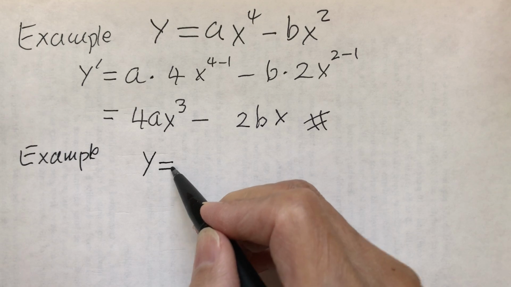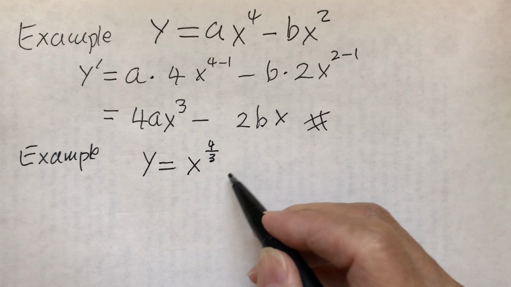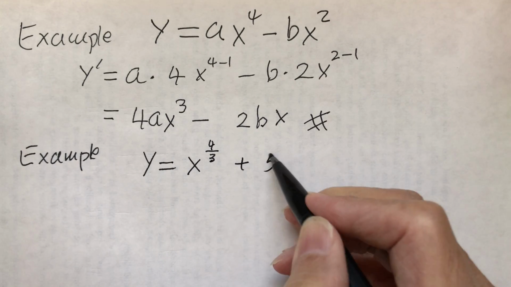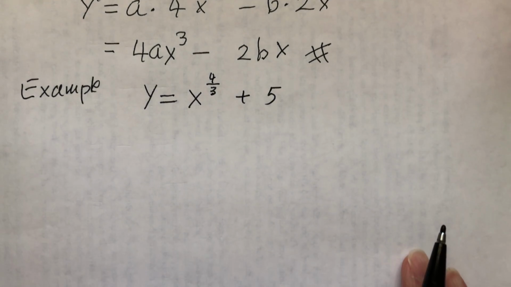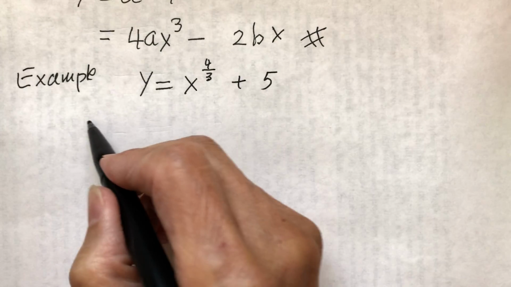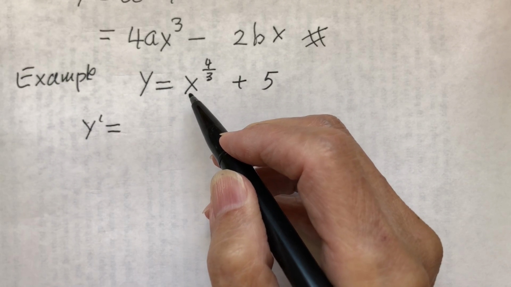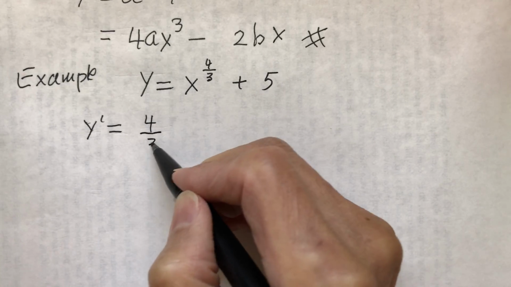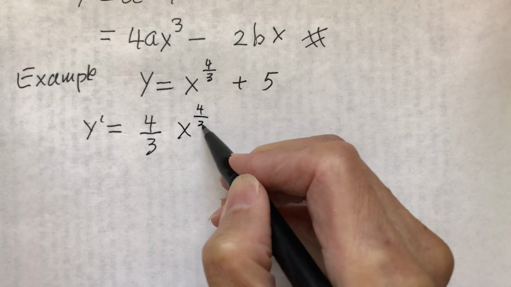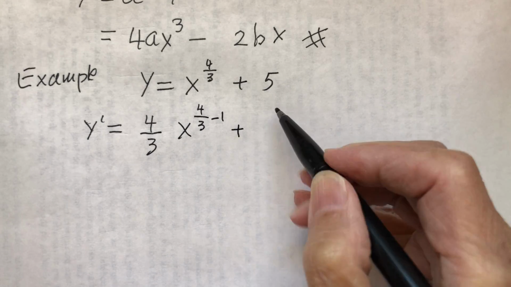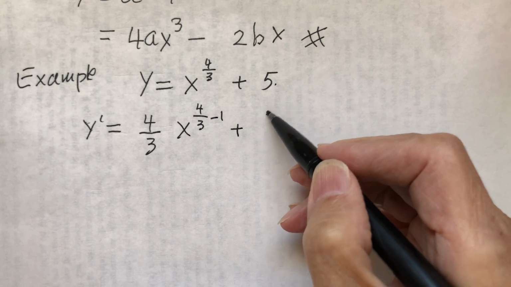y equals, the exponent is a fraction. So what is the derivative? Okay. The derivative is, this is just a power rule, okay? What is the derivative of 5? 5 is a constant. What is the derivative of a constant? It's 0.